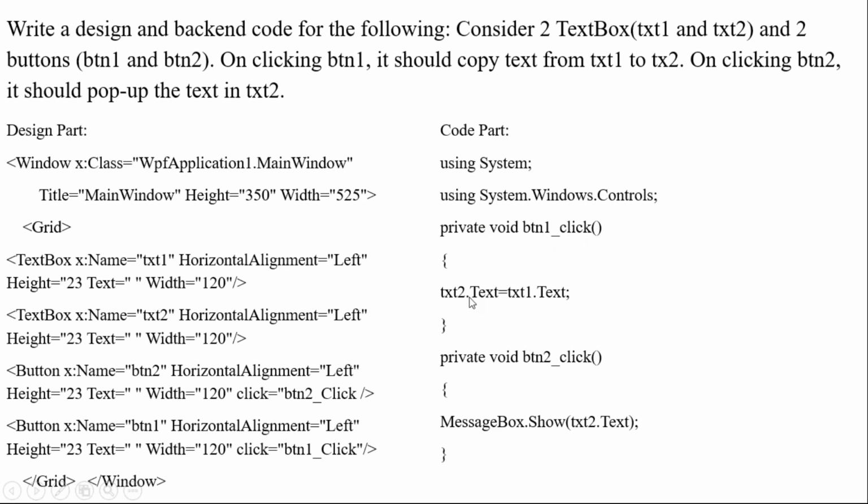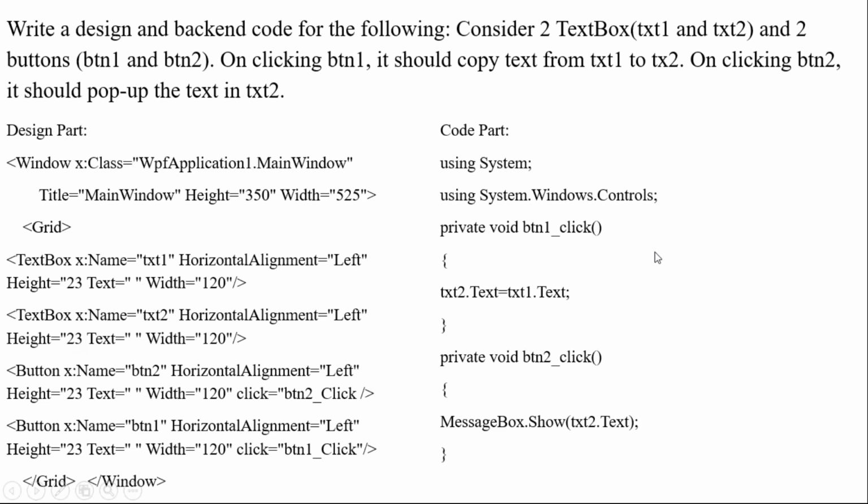Button 1 click will write textbox2.text equals textbox1.text, so whatever text has been written in textbox1 is added to textbox2. And on button 2 click, a message box should show textbox2.text. Same code as your Windows Forms. So there is nothing difficult actually in coding. What you need to remember is this design part only, and that is easy to remember.